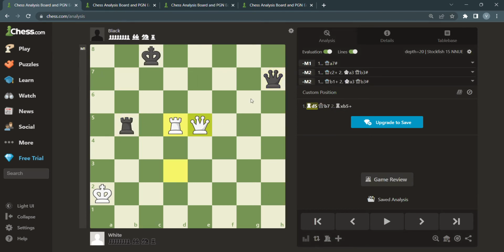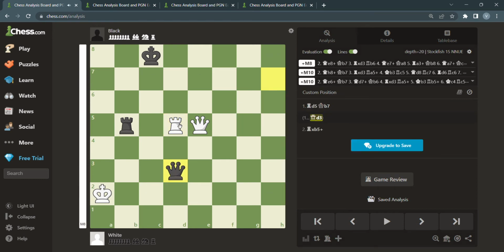Oh yeah, sorry, queens. Okay, queens move in any direction they want. They can move vertically, horizontally. Let's get this queen to the middle.